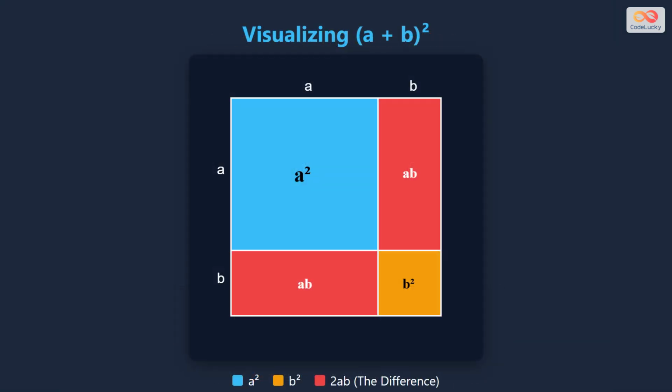Let's look at this geometrically. Here is a square with side length a plus b. The total area is the large square. Inside, we can see the blue a squared and the amber b squared. But notice the two red rectangles? Those represent the 2ab term. To get just a squared plus b squared, we would need to remove those red rectangles, which proves that the full square is not the same as the sum of the inner squares.